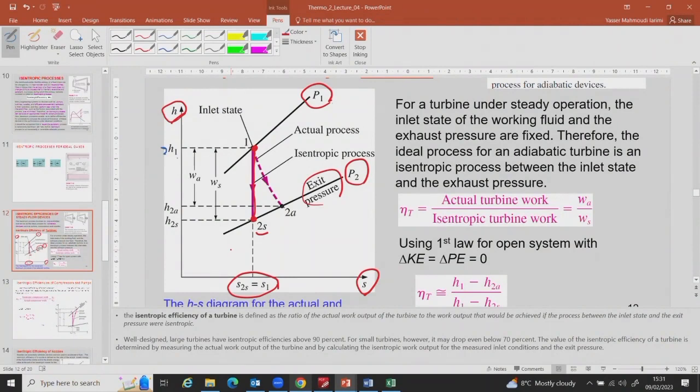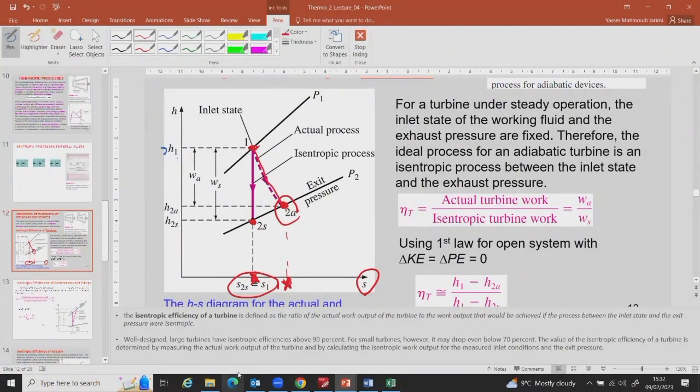I denote it here by S, meaning the isentropic state at the turbine exit. But in reality, the process in a turbine is not isentropic. In reality, entropy at the turbine exit is always higher than the entropy at the turbine inlet. You're following me? Okay. So this is the actual state of the turbine, which has an entropy higher than the inlet one. This is going to be the actual process that occurs in a turbine. You go from state 1 to an actual state, 2A, which has an entropy higher than the inlet entropy. But isentropically, the exit state has the same entropy as the inlet state.